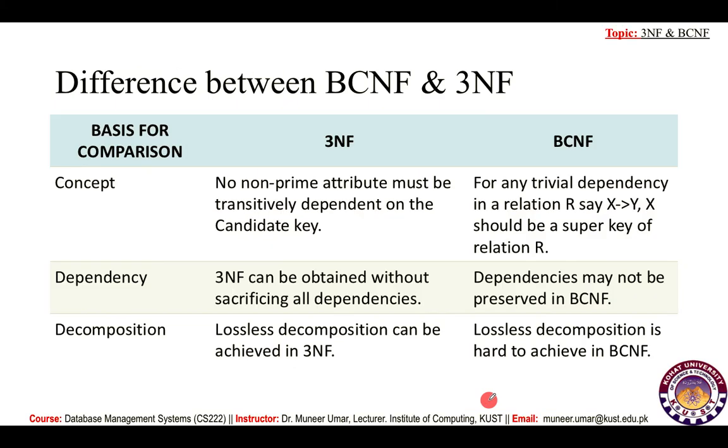Now the difference between BCNF and 3NF. In most cases, we process our database till the third normal form, and usually we don't consider BCNF. Third normal form is considered sufficient for the normalization of a database. However, for optimization or better performance of a database, we can go further. So first we have the concept. In third normal form, non-prime attributes must not be transitively dependent on the candidate key. So there must be no transitive dependency among the attributes.